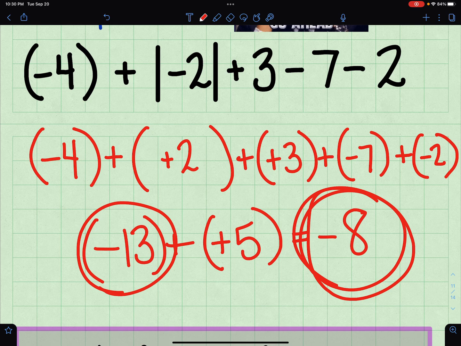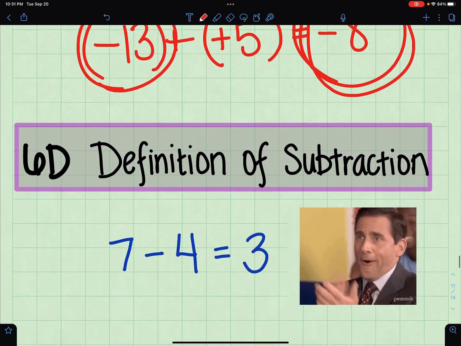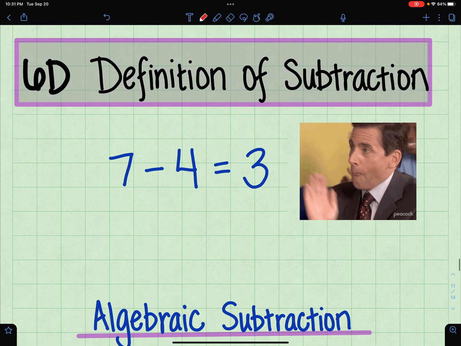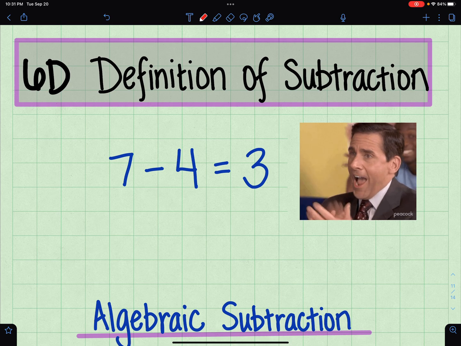So if you want to see how they did it, maybe that process makes a little bit more sense to you. So go ahead and look it over. All right, definition of subtraction. We've basically been doing it.